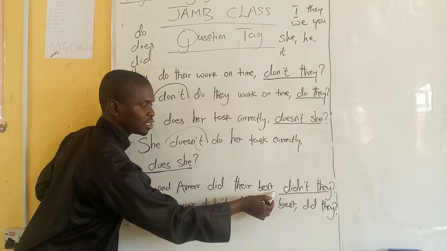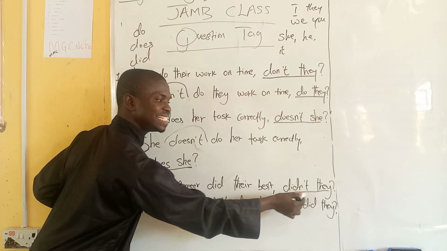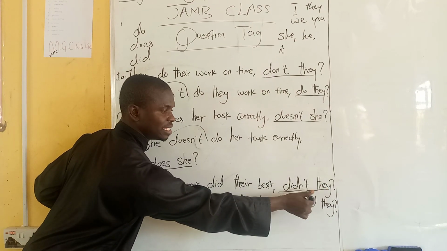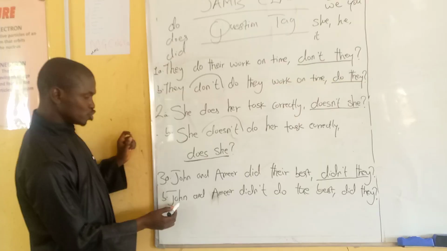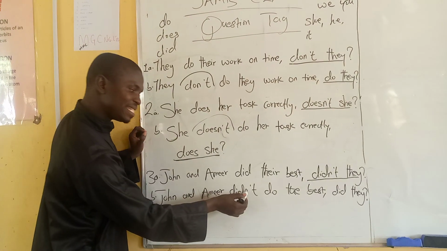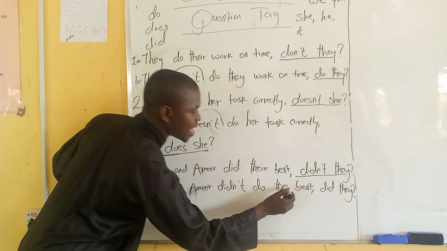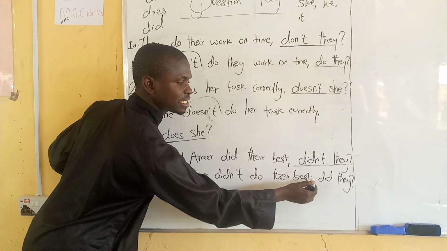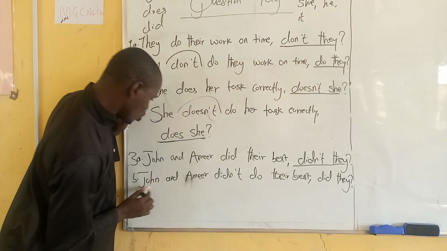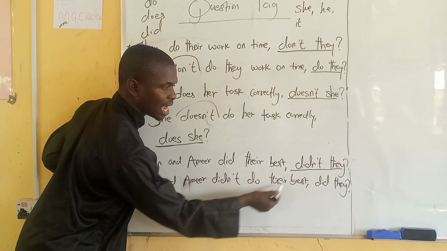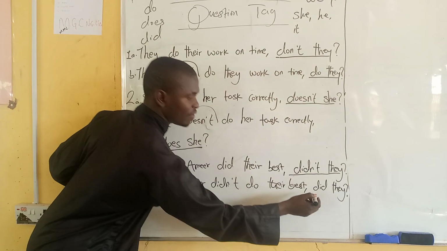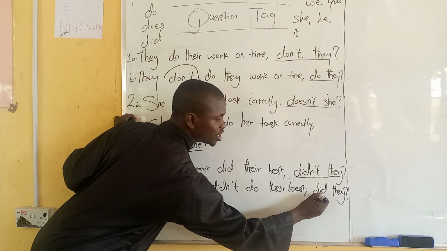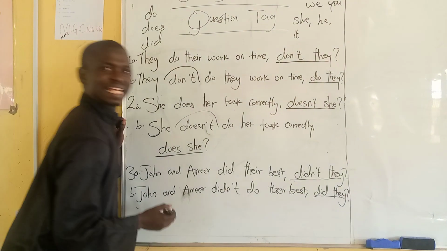Number 3A, John and Amir did their best. Positive statement. Now the question, didn't they? Didn't they? 3B, John and Amir didn't do their best. That's negative statement. Now, of course, the question should be positive, which is, did they?